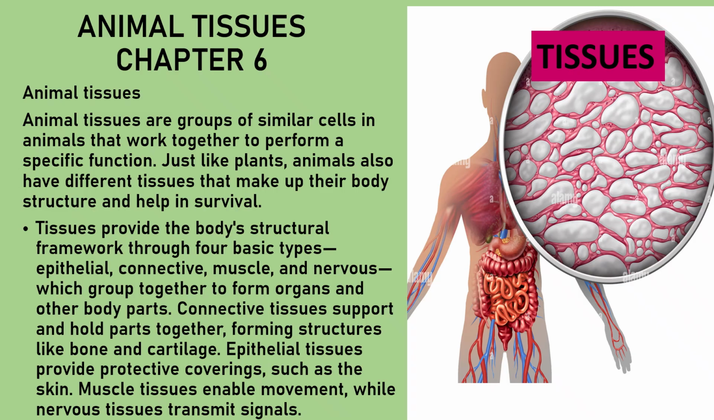How do the tissues make up the body structure? Tissues provide the body's structural framework through four basic types: epithelial, connective, muscle, and nervous. These are all different types of tissues, and they group together and form the organs and other body parts. Connective tissues support and hold parts together, forming structures like bones and cartilage. Epithelial tissues provide protective covering such as the skin, and muscle tissues enable movement while nervous tissues transmit signals.